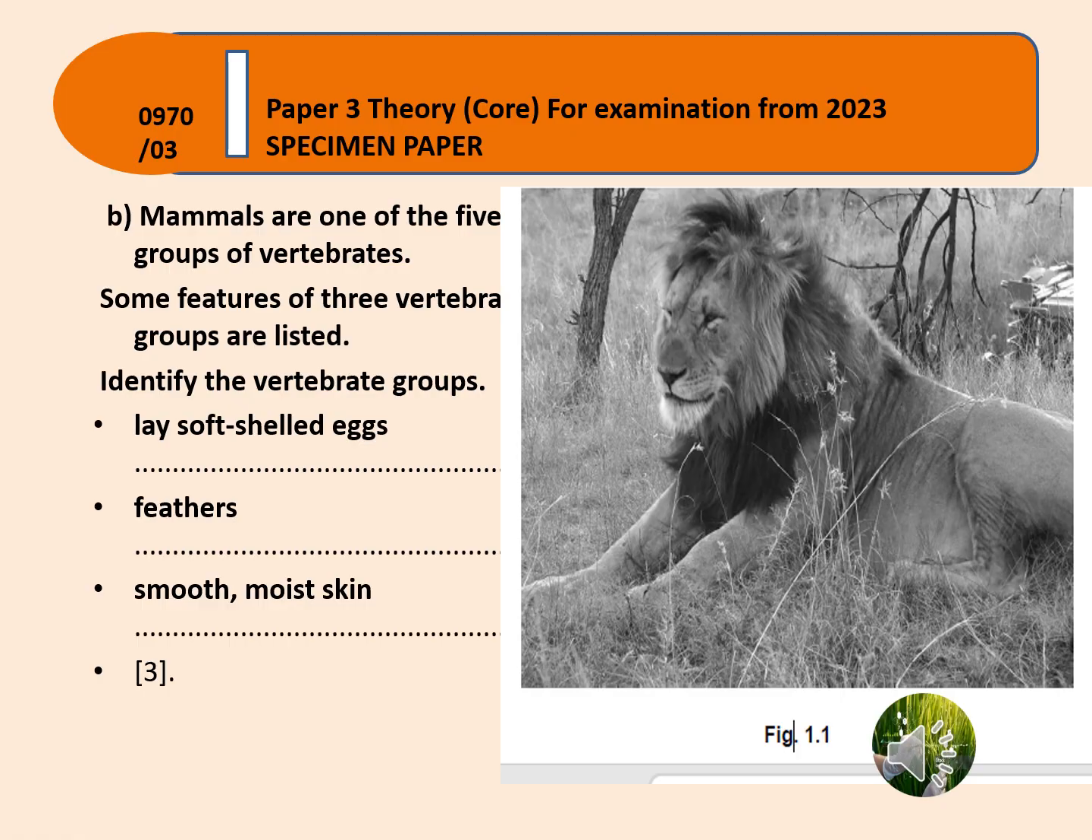The second one, feathers. Feathers are seen only in birds. So the answer is birds. The third one, smooth, moist skin. According to the table, amphibians have smooth, moist skin. They don't have scales. So the answer is amphibians.